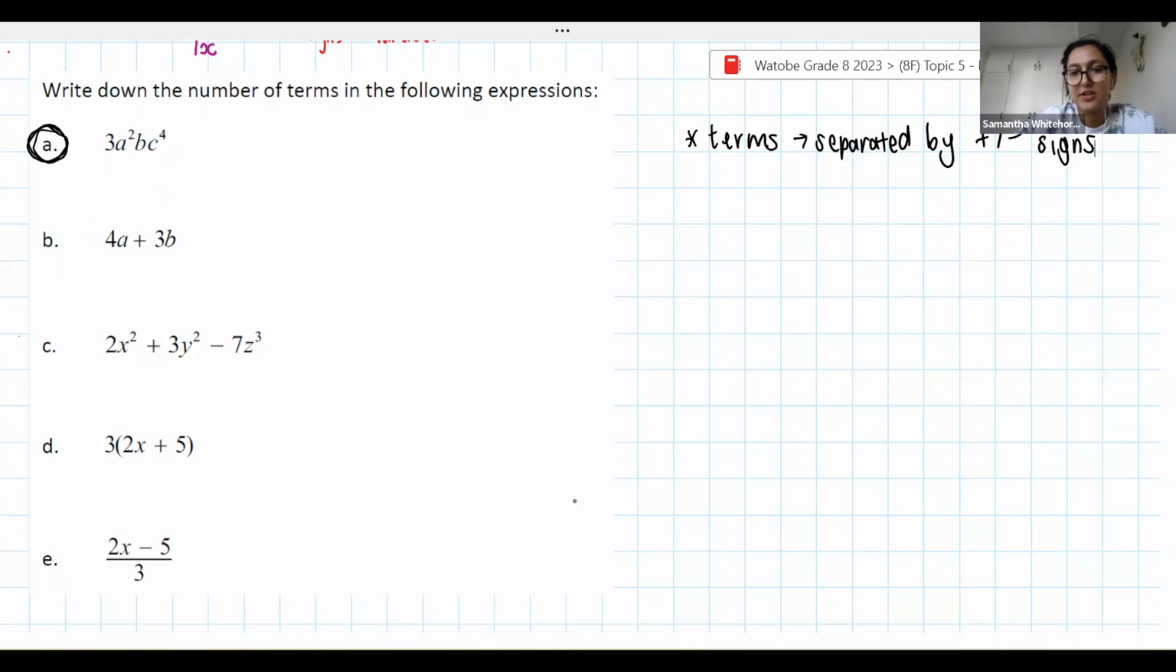Nice. Okay, good. So guys, this only has one term in this expression. There are no plus or minus signs that separate my terms. And so I've got one term in this expression.